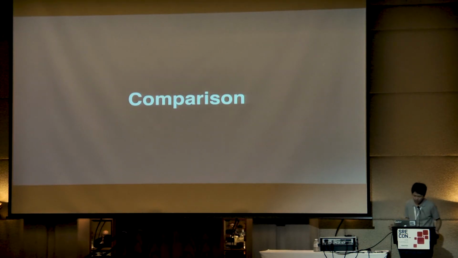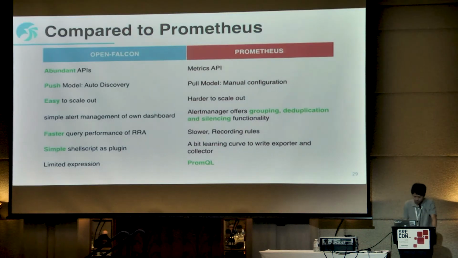Okay, now we have compared the difference between Open-Falcon, OpenTSDB, and InfluxDB. So my focus will be on Prometheus, because Prometheus is the most popular modern system, which has almost 10,000 stars on GitHub. We want to take more time to talk about Prometheus. You may also be interested in this comparison. So, what are the pros and cons of Open-Falcon compared to Prometheus?